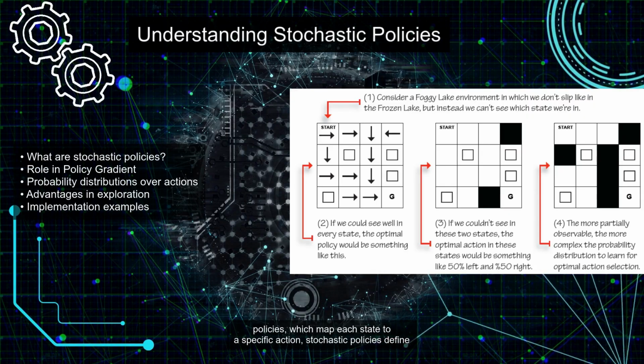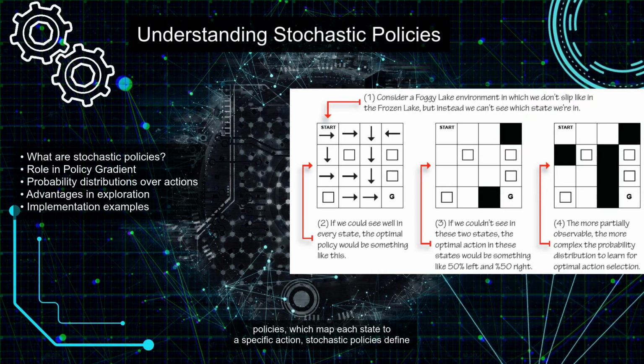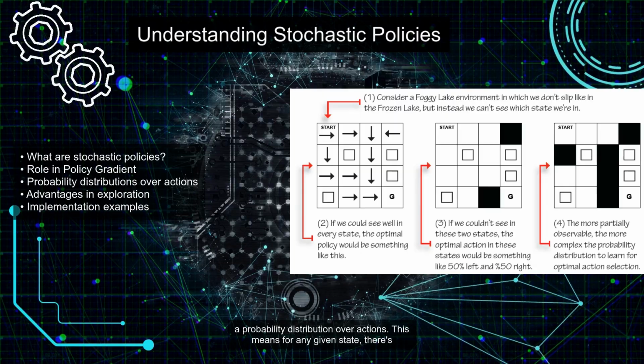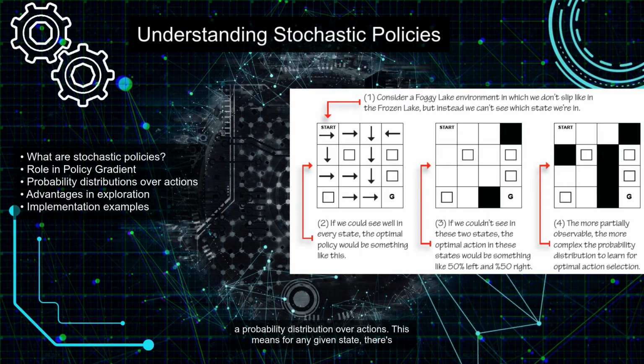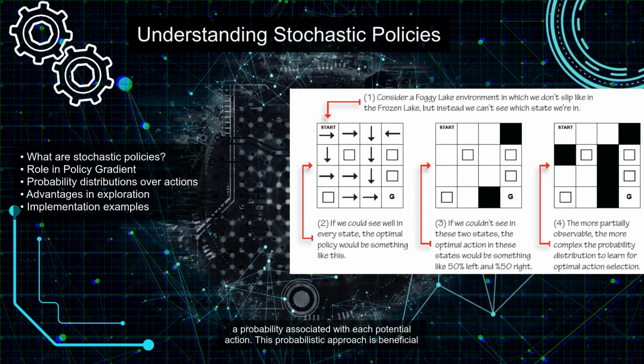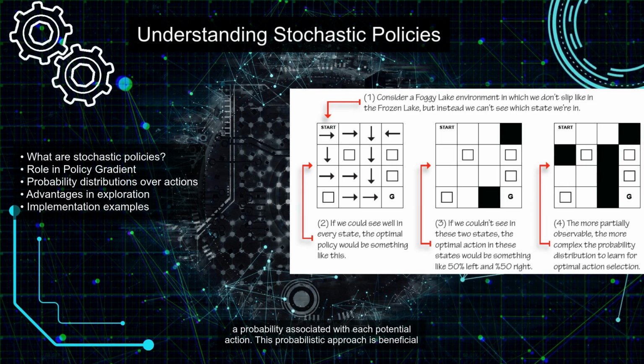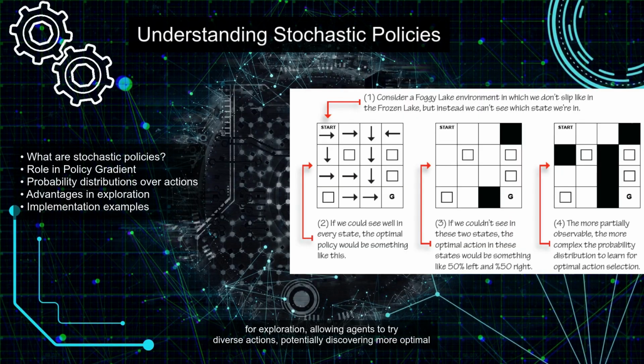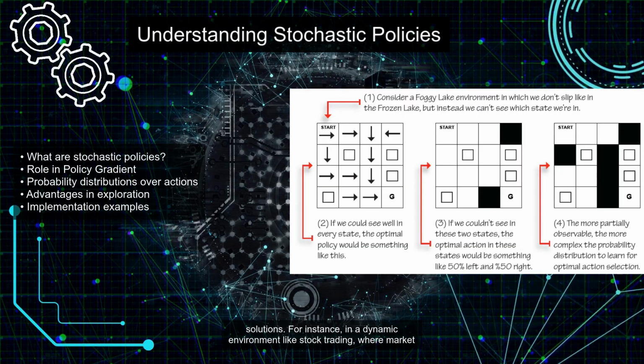Unlike deterministic policies, which map each state to a specific action, stochastic policies define a probability distribution over actions. This means for any given state, there's a probability associated with each potential action. This probabilistic approach is beneficial for exploration, allowing agents to try diverse actions, potentially discovering more optimal solutions.